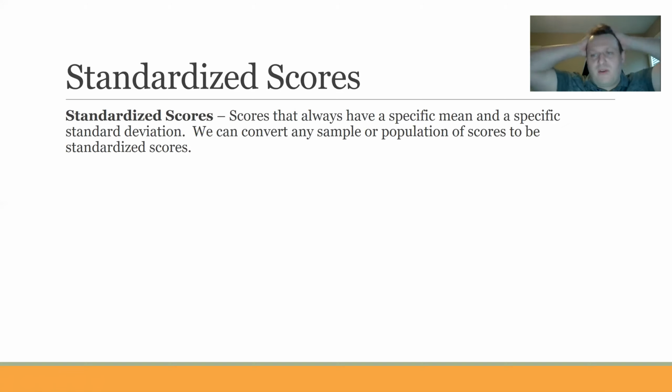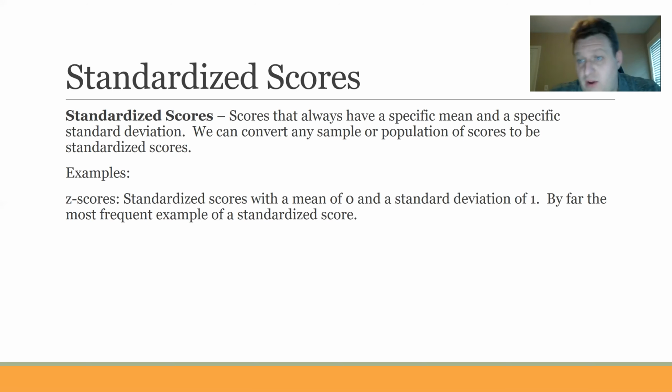So one thing that we might do to increase their interpretability is to change them to a standardized score that we're more familiar with, that has a specific mean and a specific standard deviation. The example that we've talked about already are z-scores. Z-scores, we take any old distribution of data and we set it to have a mean of 0 and a standard deviation of 1.